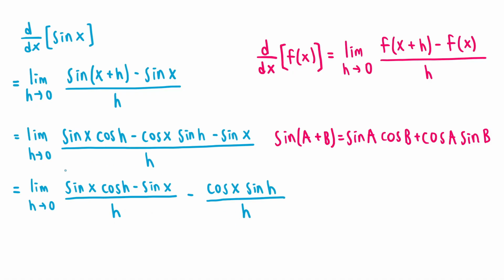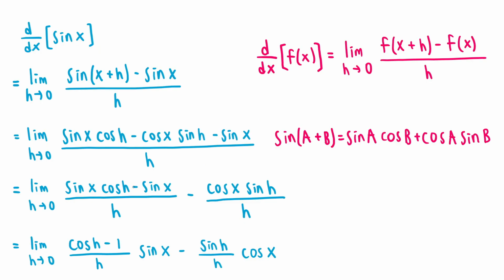And what I've done is I've grouped sine x cosine h and negative sine of x into the first fraction, and the cosine x sine h term in the numerator goes into the second fraction. If we factor out sine of x from the first term, it becomes cosine h minus 1 over h times sine of x, and if we factor out cosine x from the second term, it becomes sine of h over h times cosine of x.